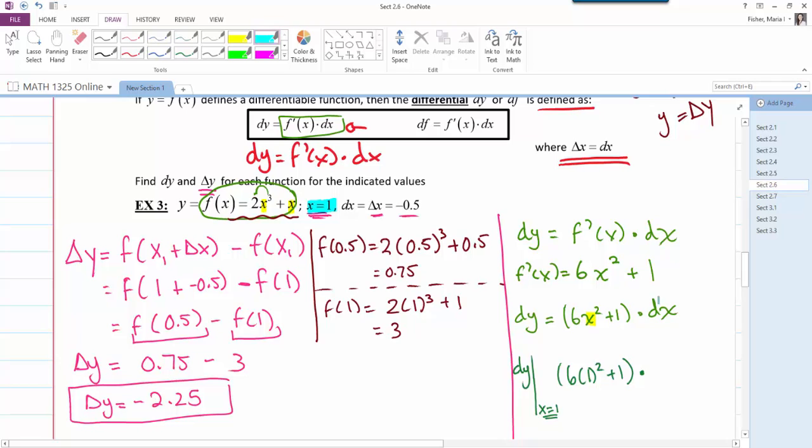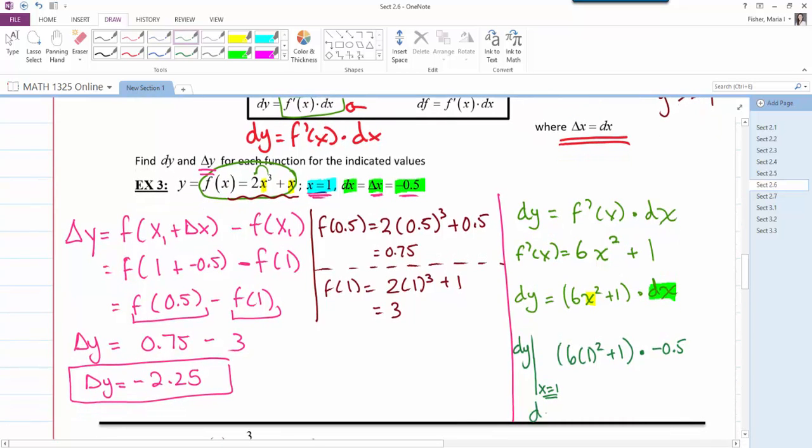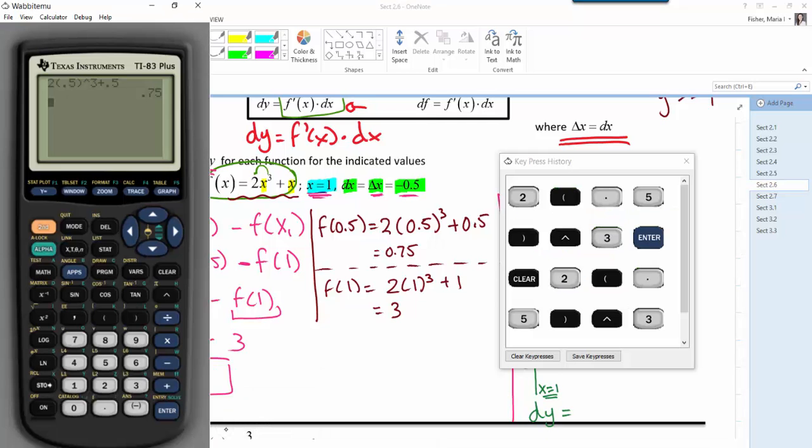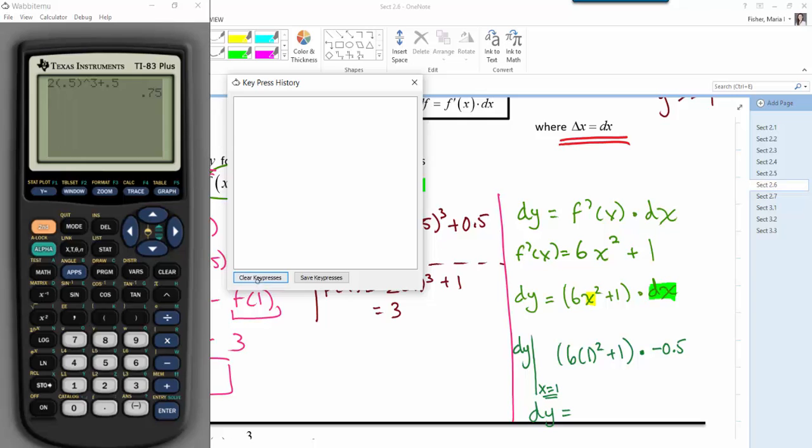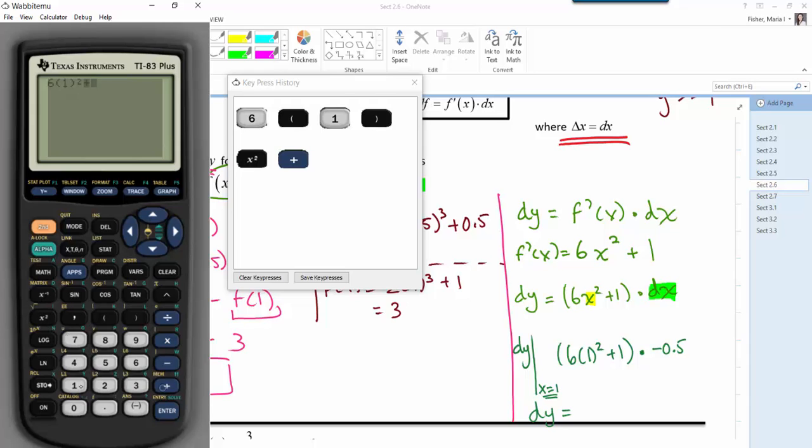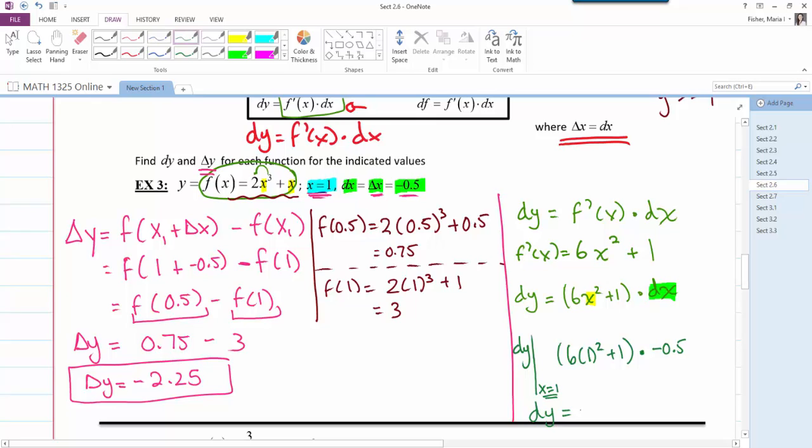Well, dx was also given. What is dx equal to? Well, dx was given to be, remember, dx was equal to delta x, which is equal to negative 0.5. So dx is equal to negative 0.5. So if we evaluate this, and we can use a calculator for it, we have 6 times 1 squared plus 1, and that whole entire thing gets multiplied by negative 0.5. We end up with negative 3.5. So the approximate change in y is negative 3.5.